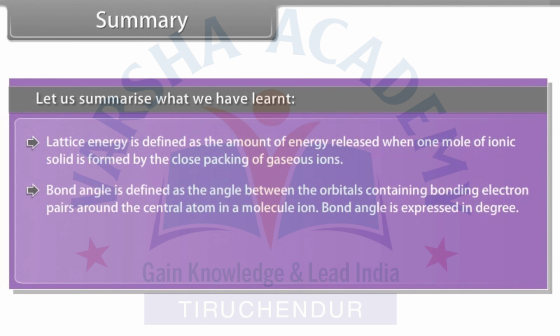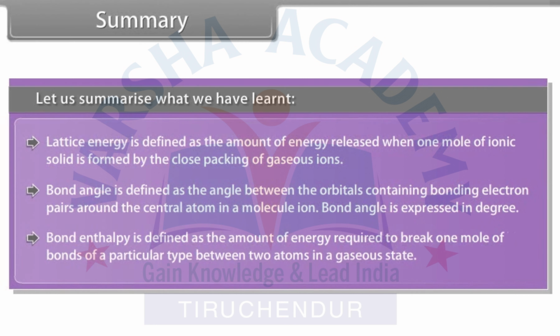Bond angle is defined as the angle between the orbitals containing bonding electron pairs around the central atom in a molecule or ion. Bond angle is expressed in degrees. Bond enthalpy is defined as the amount of energy required to break 1 mole of bonds of a particular type between two atoms in a gaseous state.